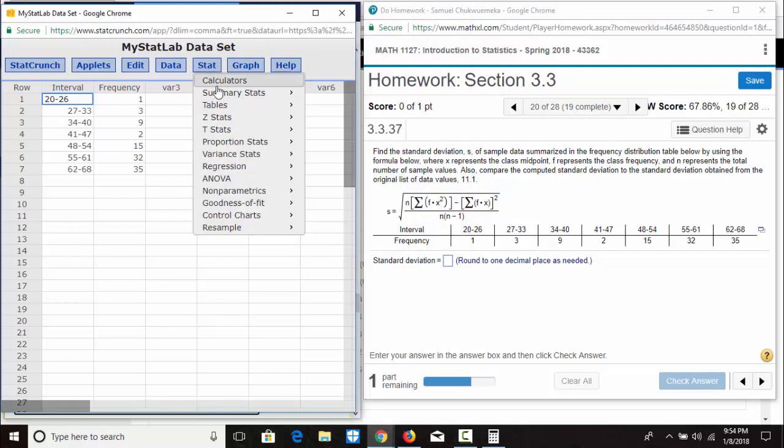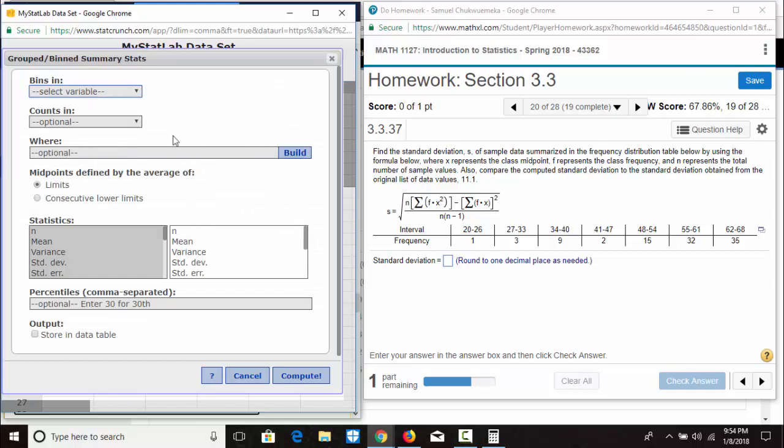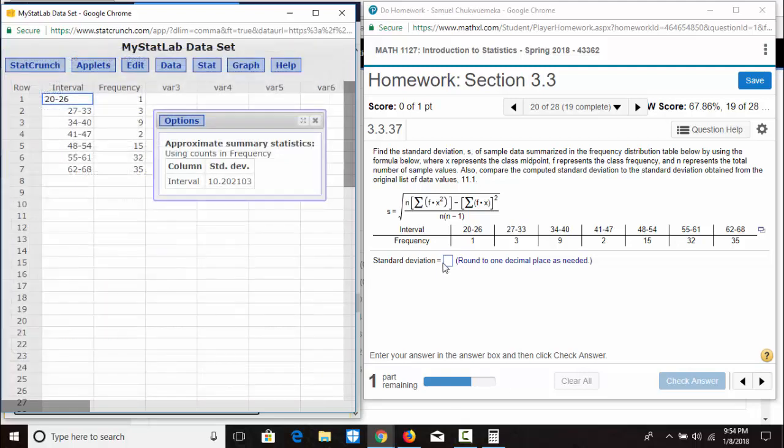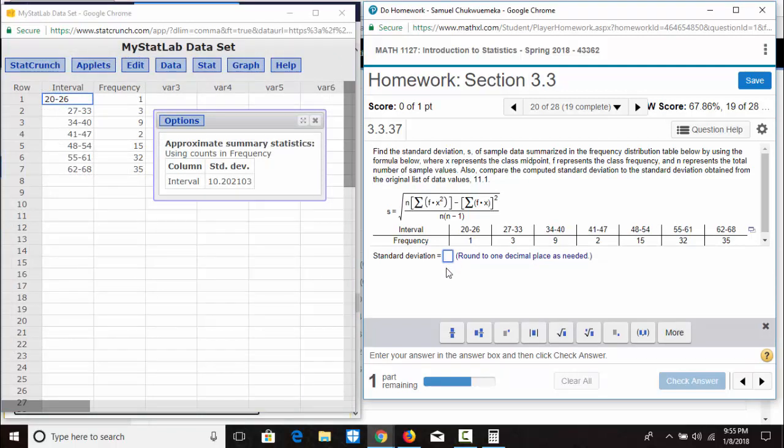You click on Stats, Summary Stats, and click Grouped/Bin Data, because this is group data. Do not select columns, no. Select this, okay, because it's group data. We did this in data organization, arranging your data in classes or groups. The bins are in the interval, and the counts are in frequency. Select the bins in interval, counts, frequency, and just look for standard deviation, and click compute. So to 1 decimal place, that gives us 10.2. Okay.